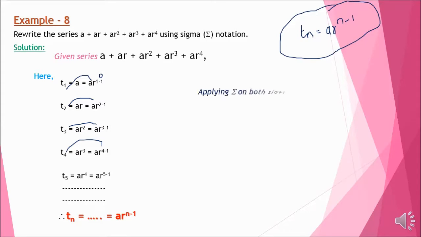To write it applying sigma on both sides, as it is a finite series, it has 1 2 3 4 5 terms, then it will be from 1 to 5. We have to apply sigma from 1 to 5 on both sides, 1 to 5 of tn. It's easy.